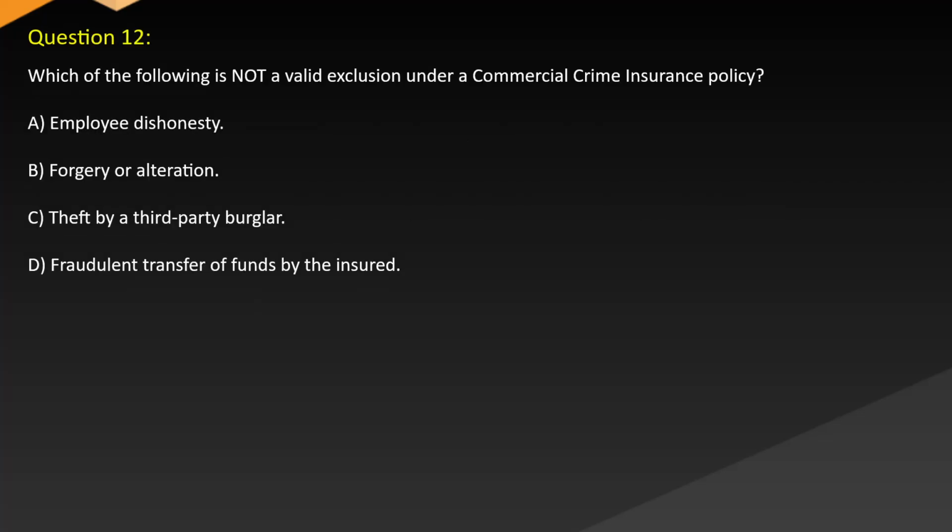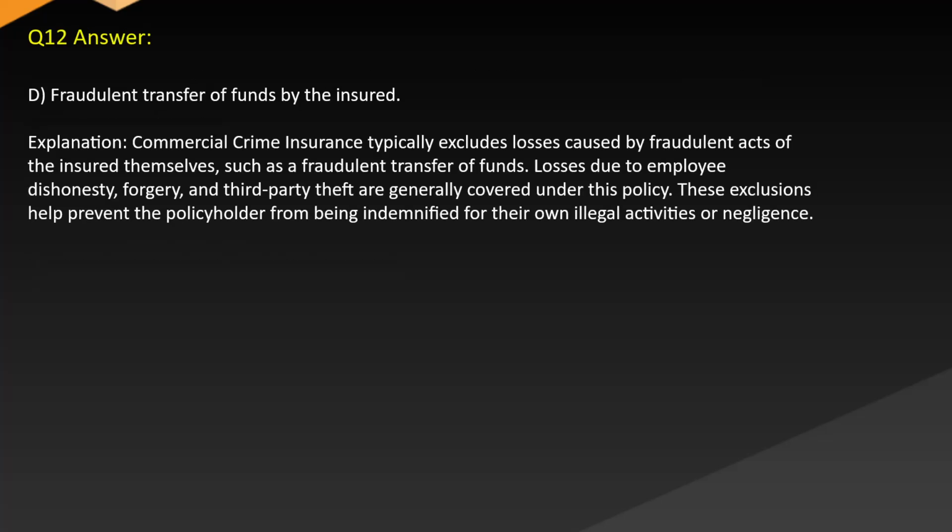Question 12. Which of the following is not a valid exclusion under a commercial crime insurance policy? A. Employee dishonesty. B. Forgery or alteration. C. Theft by a third-party burglar. D. Fraudulent transfer of funds by the insured. Answer D. Fraudulent transfer of funds by the insured.